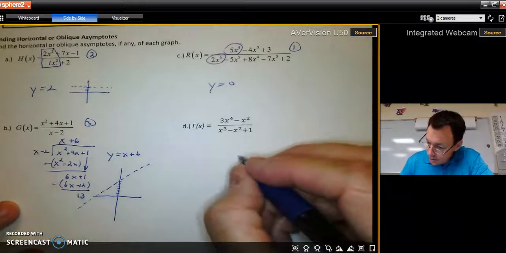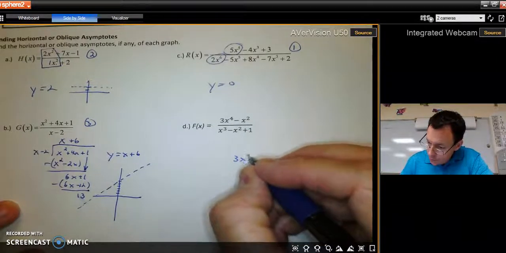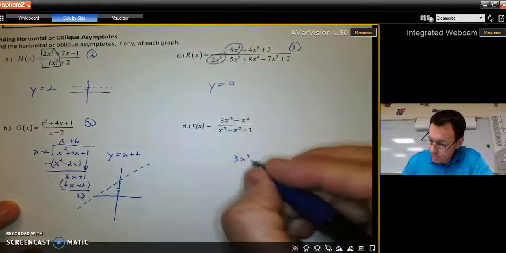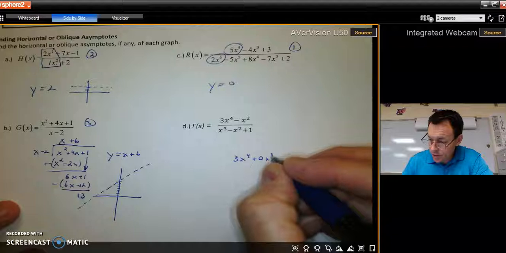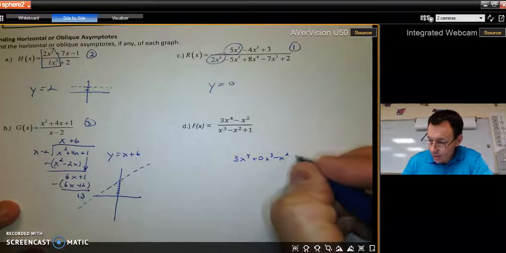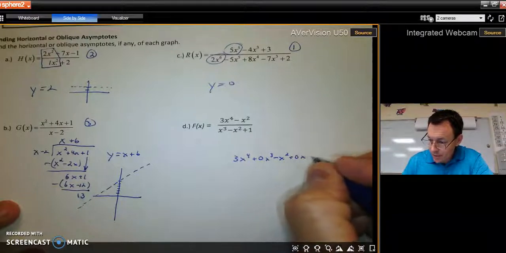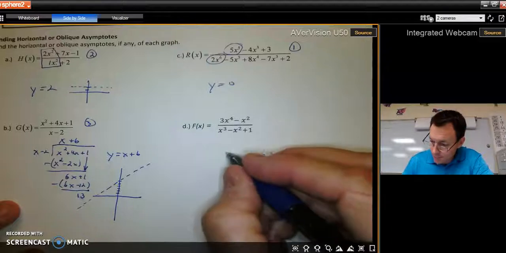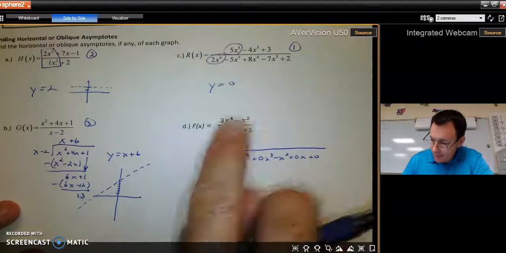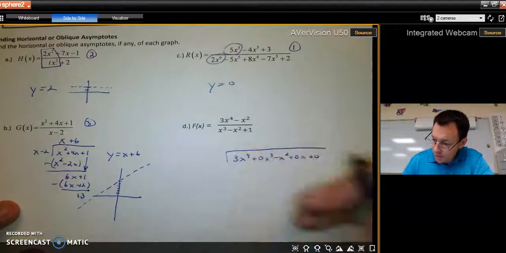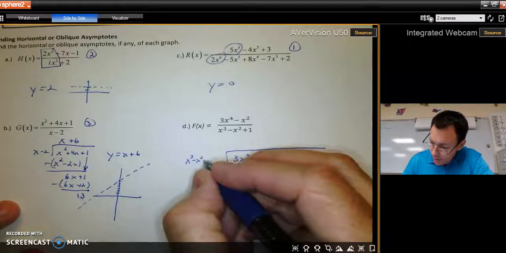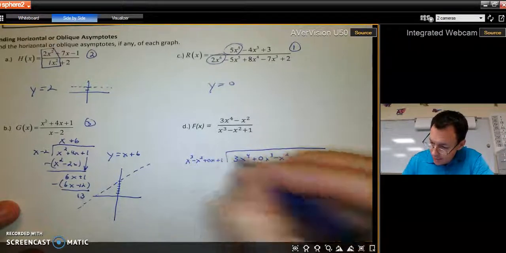So for this one, 3x to the 4th. Now, you can't have any gaps. So notice how I'm missing an x cubed. I've got to account for that. So I'm going to have plus 0x cubed, then minus x squared, and then plus 0x, and then plus 0. I'm going to account for all the missing gaps in this. And I'm going to divide this by, this one has a missing gap as well at 0, x cubed minus x squared plus 0x plus 1.